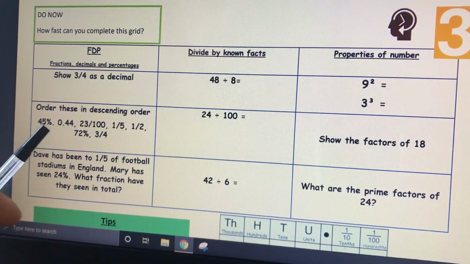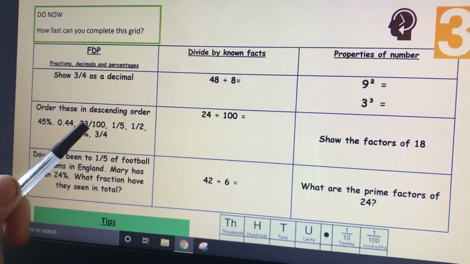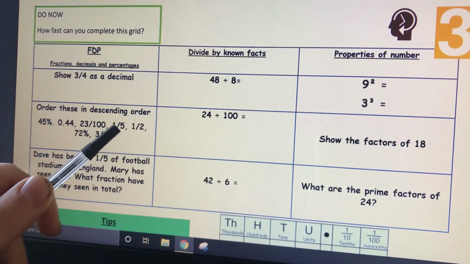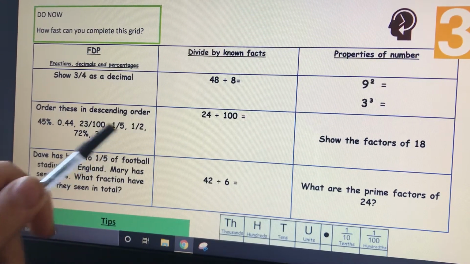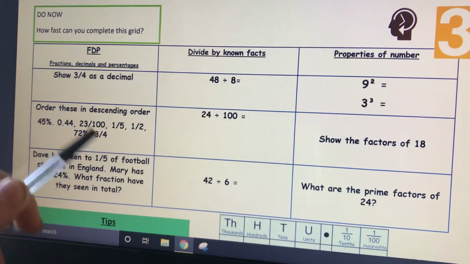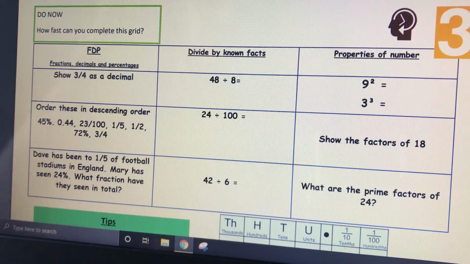So that one's 45%. I'd change that one to 44. That one to 23. 1/5, we've had it every day. That's 0.2, so 20%. Half, 50%, 70%, and then 3/4 should be 75%, as you worked out from above there. So if you put them all to percentages, you should be able to put them in order. Okay, but it's just you're ordering the numbers.